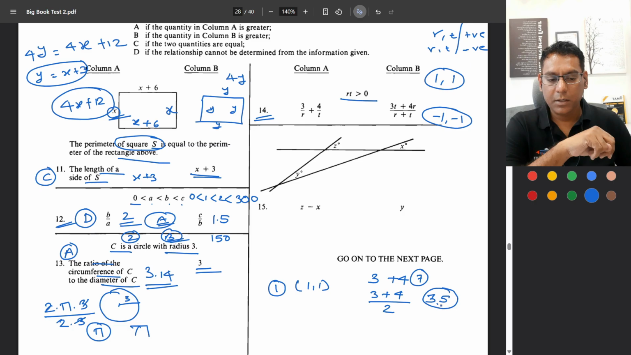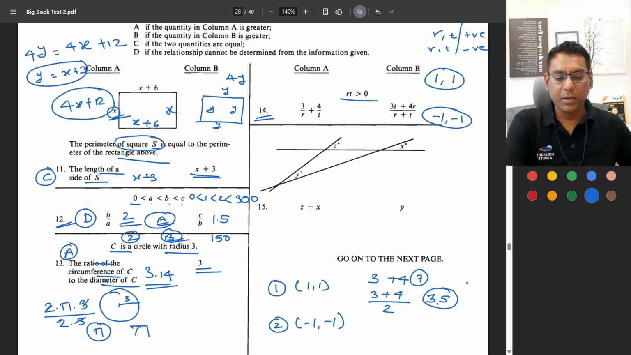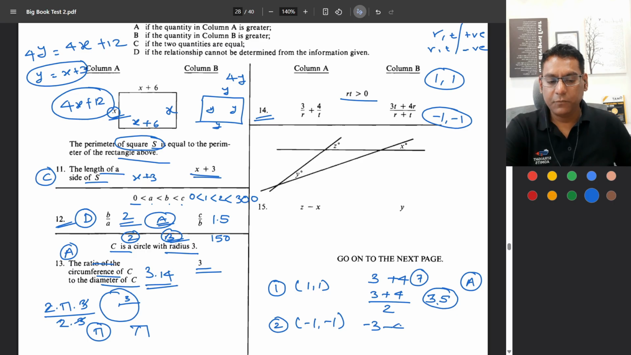Just to conclude, here column A is bigger. Now in case 2, minus 1 comma minus 1, what do I get? I get minus 3 minus 4, so that is minus 7 in column A. And in column B, minus 3 minus 4 divided by minus 2. So minus 7 by minus 2 is 3.5. So in this case I am getting answer as B.